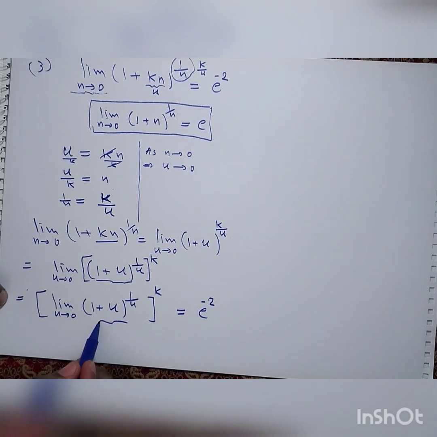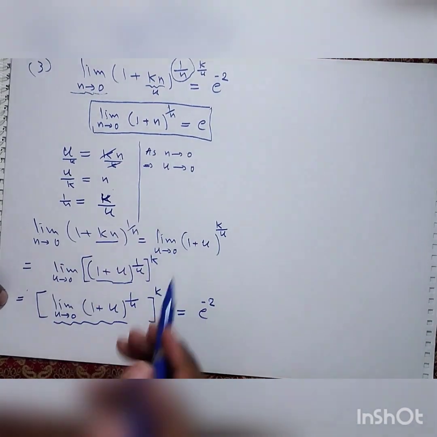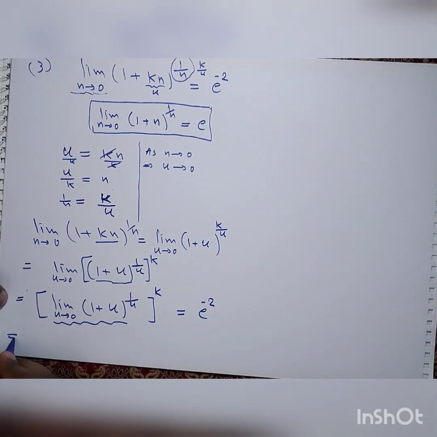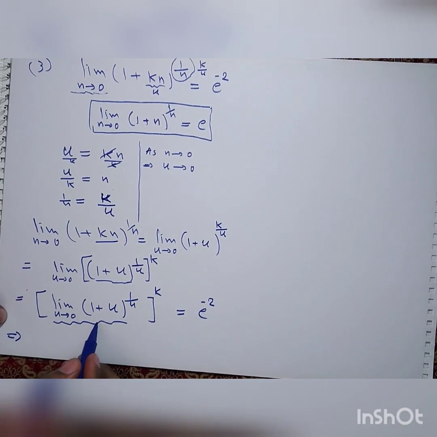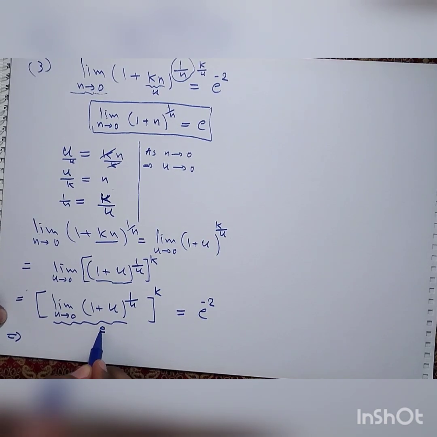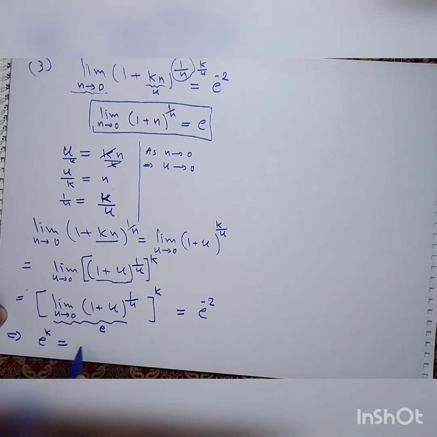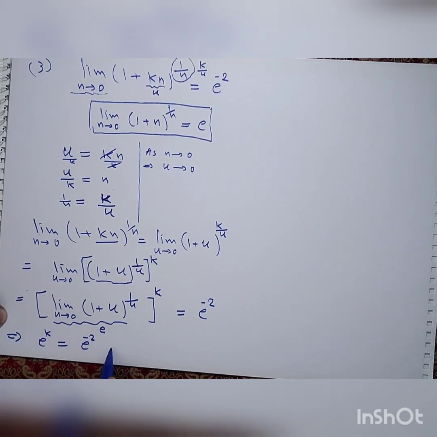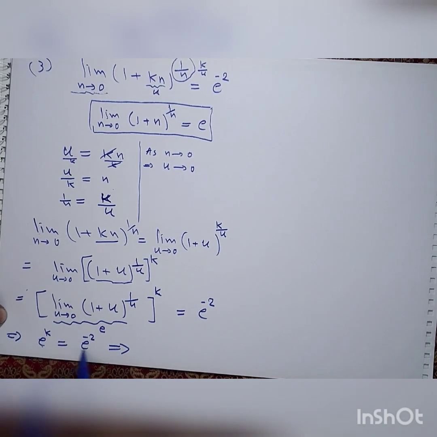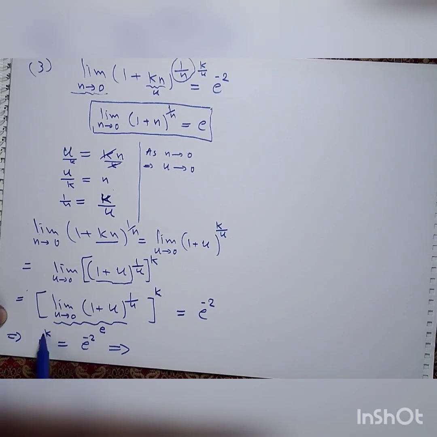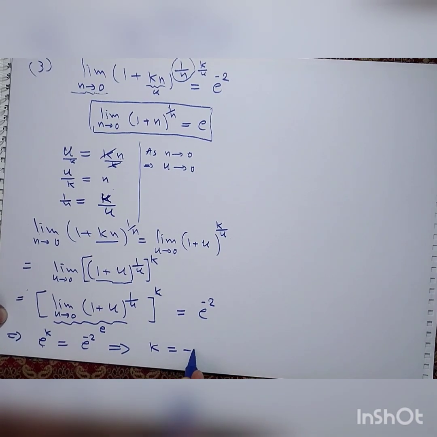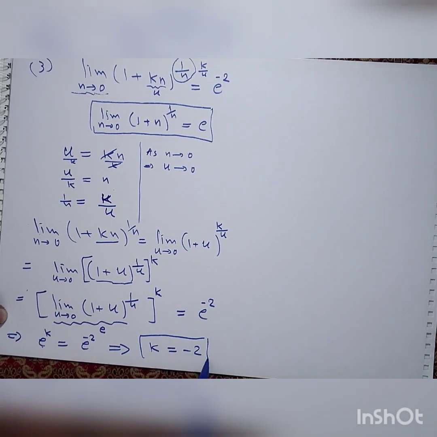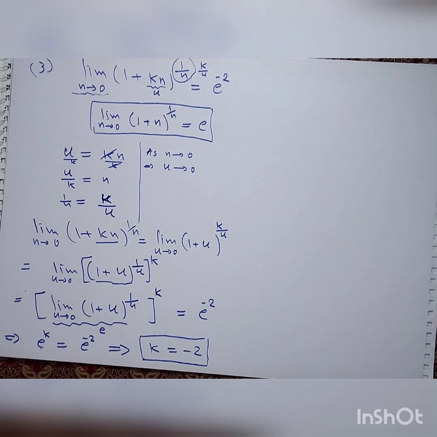Now we apply our rule, which is up here. That is e, so everything here is e, and we have e to the power k. That means e to the power k is equal to e to the power -2. Finally, since we have the same base, the exponents must be equal, so k is equal to -2. So this is the value of k.